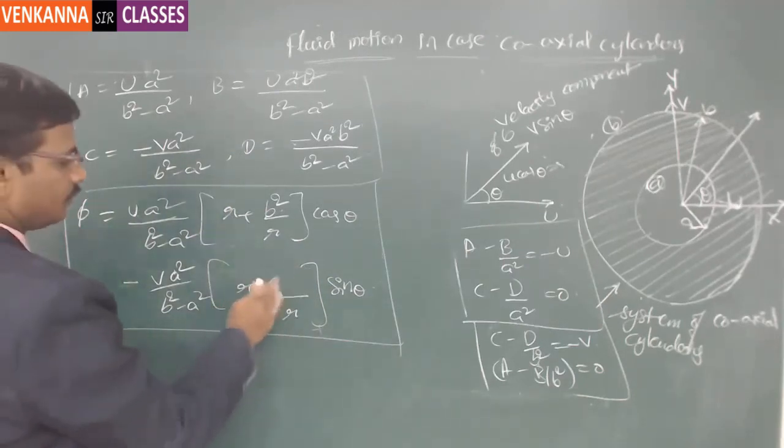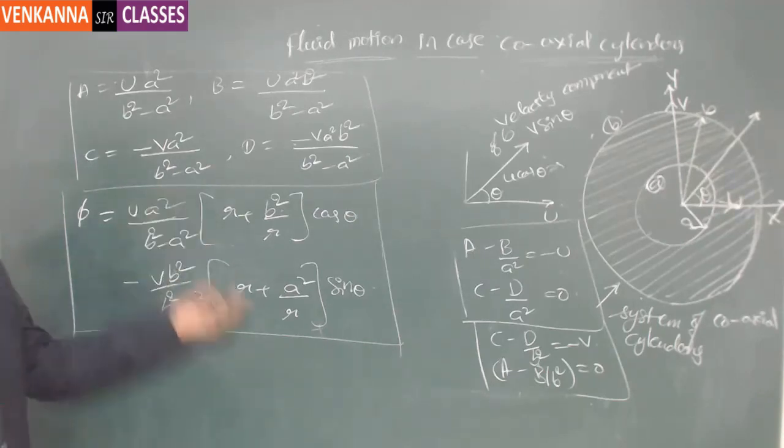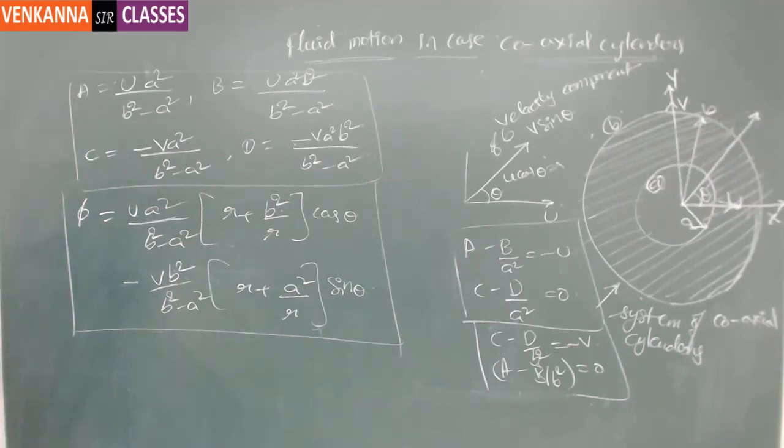So this is a². Yeah. So Vb², if you take it out, what is left over here? I think this is b². Yeah, now it should be correct. Got it?